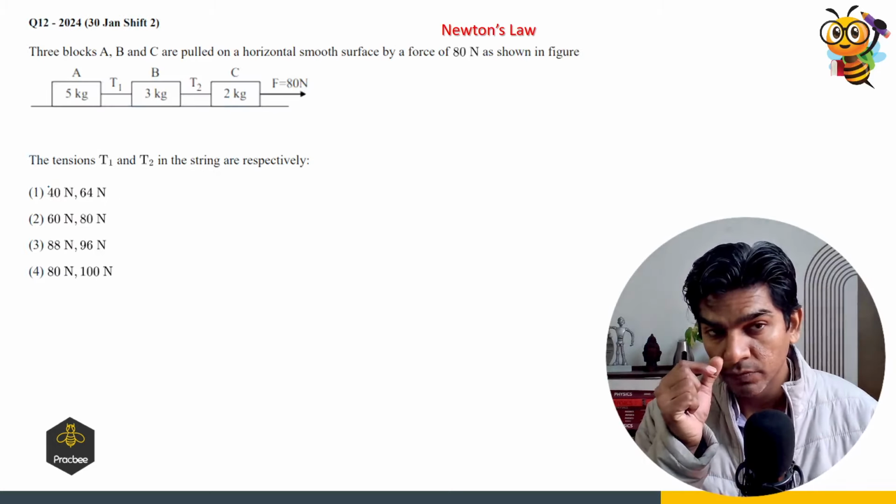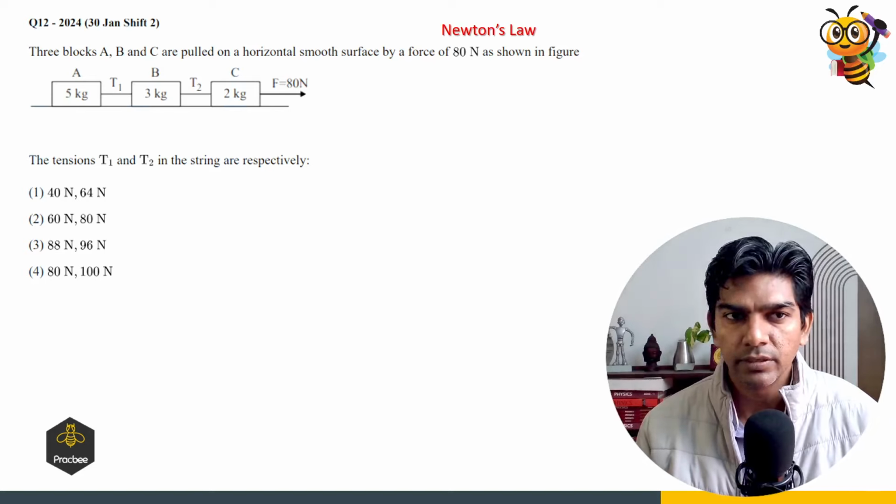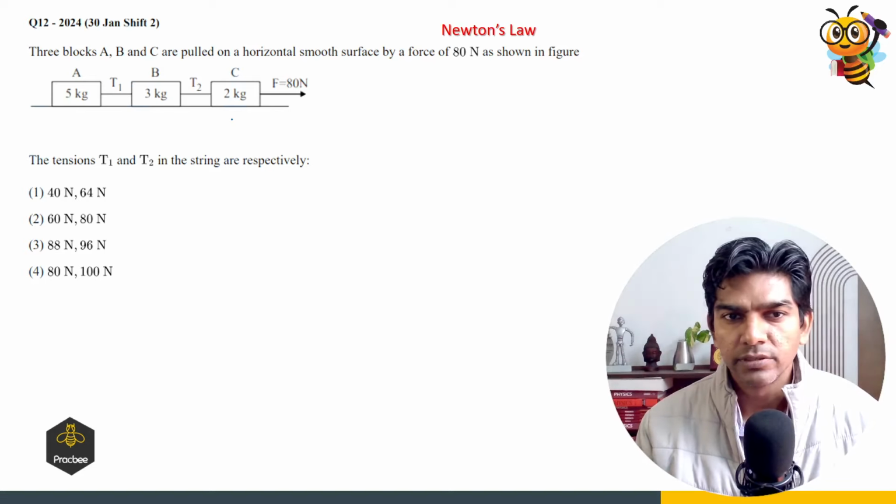Right, so let us see this problem where we have blocks connected with string, and all the strings are light.